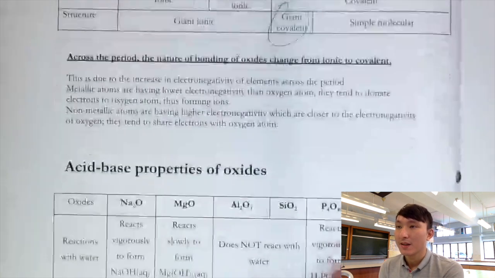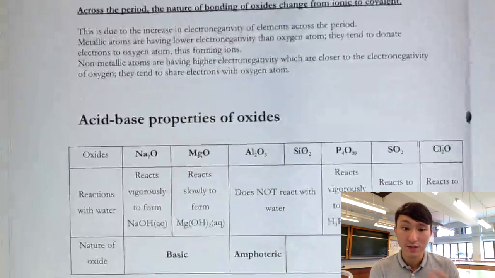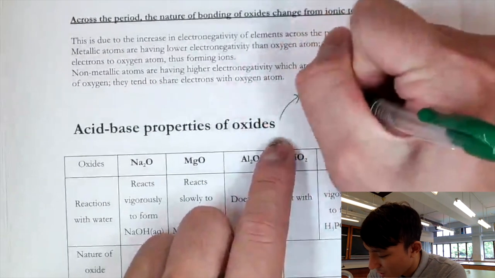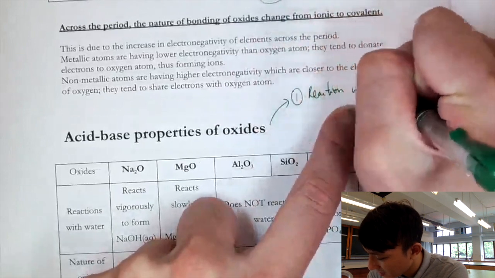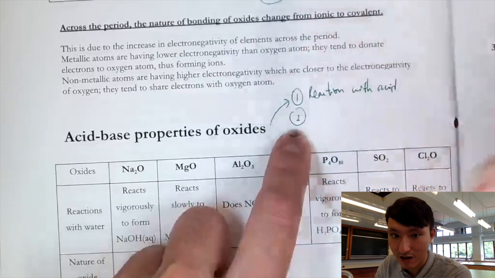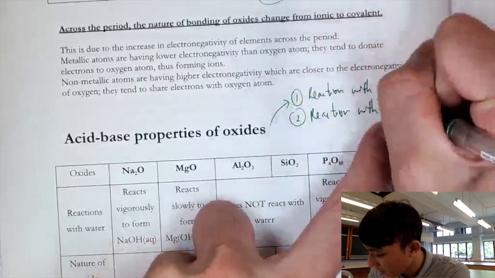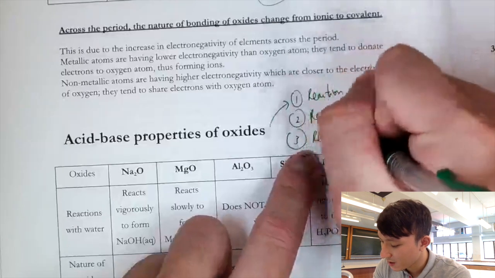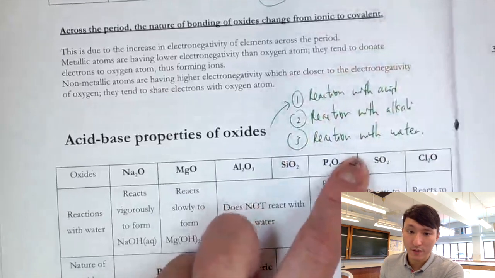Okay. Now, acid-base property of oxides. You need to know which oxides are acidic, which oxides are basic, and which oxides can behave as both. Here we want to focus on the reaction with acid, meaning how these oxides react with acid, the reaction with alkaline, and also the reaction with water.